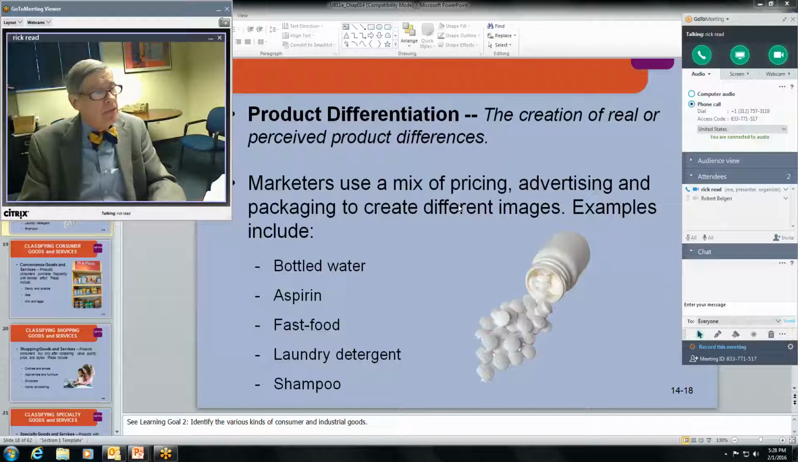How do you differentiate those? Well, some do by price, some do by packaging, some do by saying, we get our water from Pure Mountain Springs or from artesian wells or something of that nature.